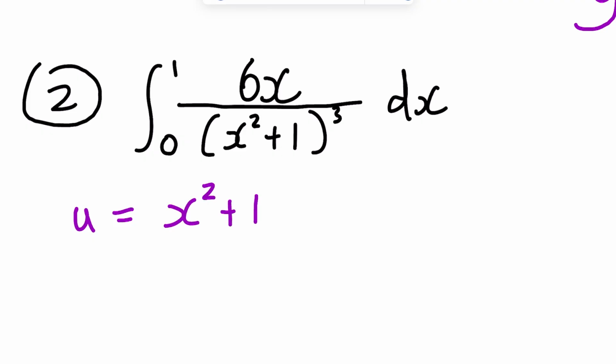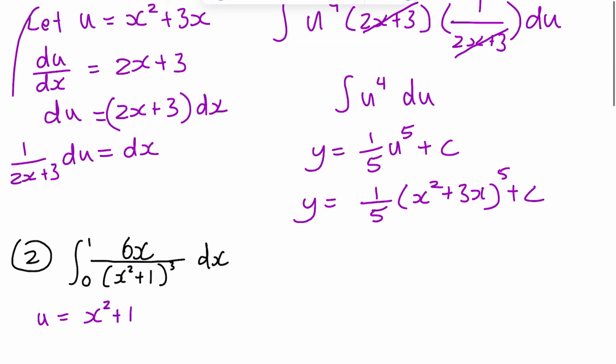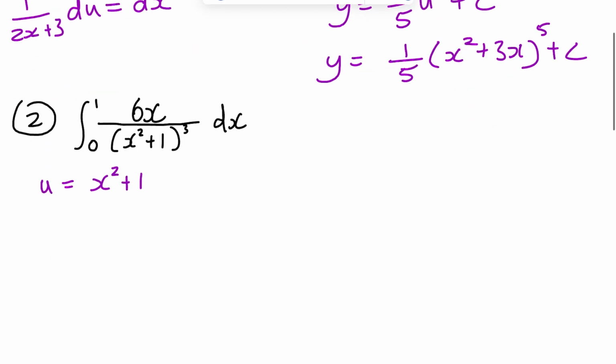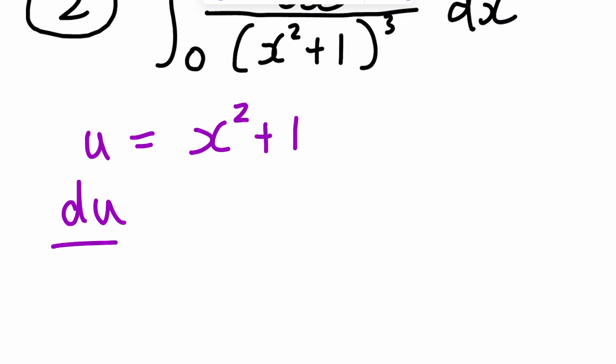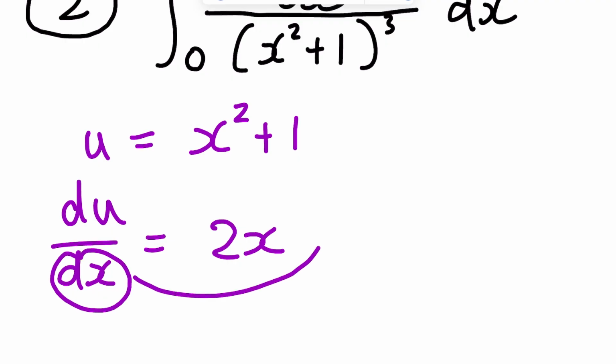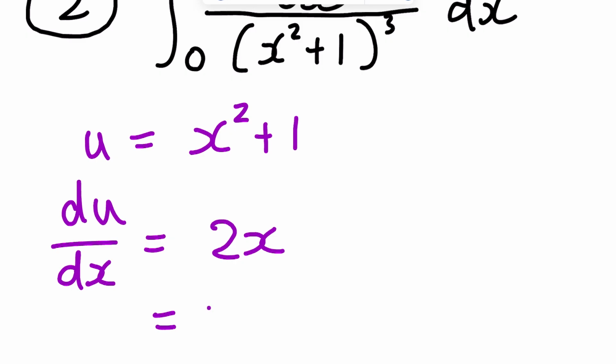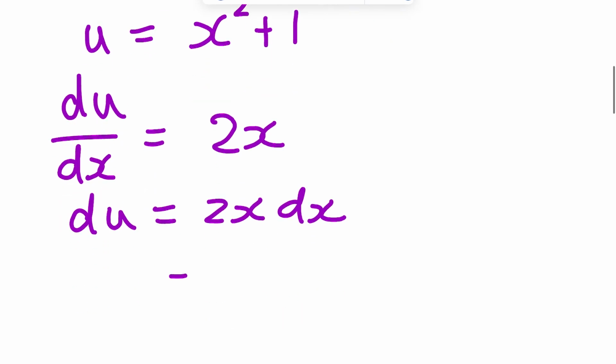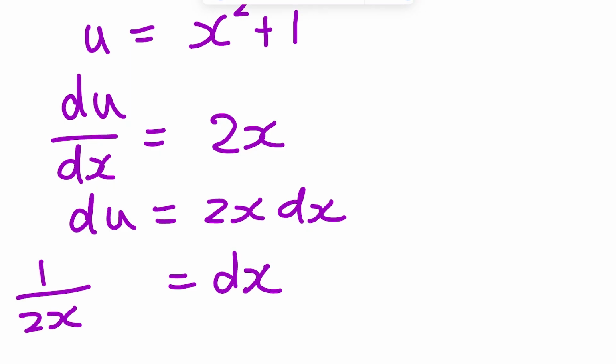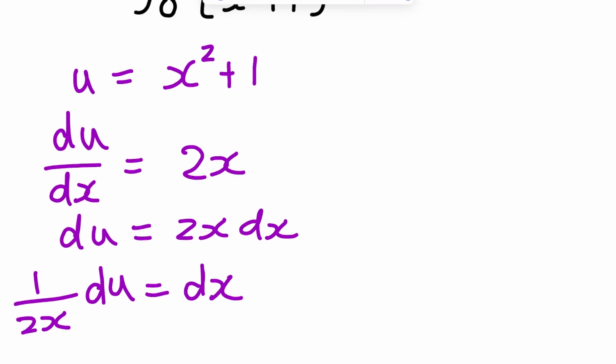And then again, we do the same thing as what we did earlier, which is to differentiate it. So du by dx, in this case, is going to be 2x. And remember, I want to isolate dx, so if I move dx to the other side, we have 2x times dx equals du, and to isolate dx, we divide both sides by 2x. So there we have it.